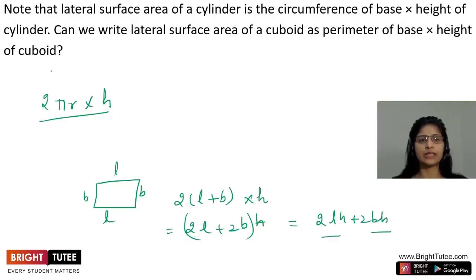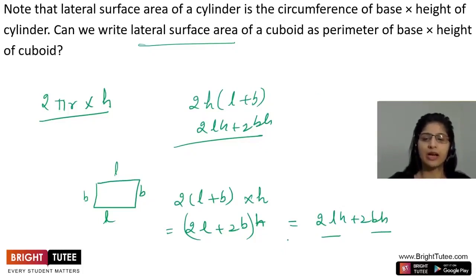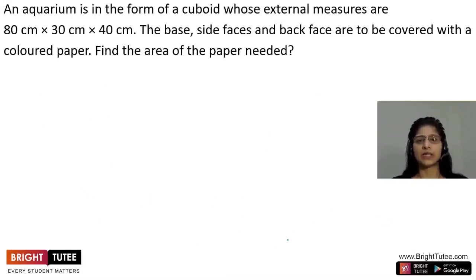Right? So is it giving us the lateral surface area of the cuboid? Lateral surface area of the cuboid is 2 height into L plus B, and that is 2LH plus 2BH. Are we getting that? Yes. So if we multiply the perimeter of the base of cuboid and the height, it gives us the lateral surface area. Okay. Now in the next part, there is a question.